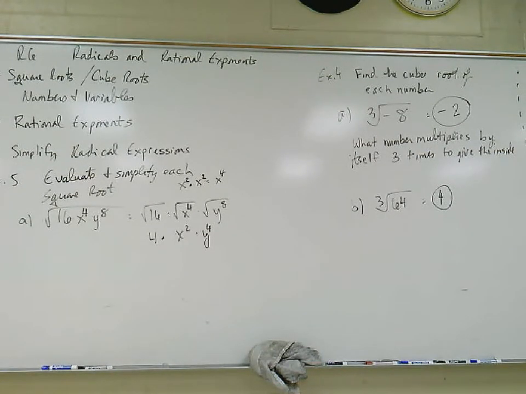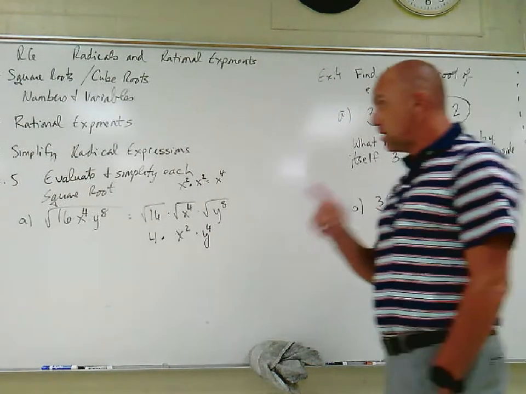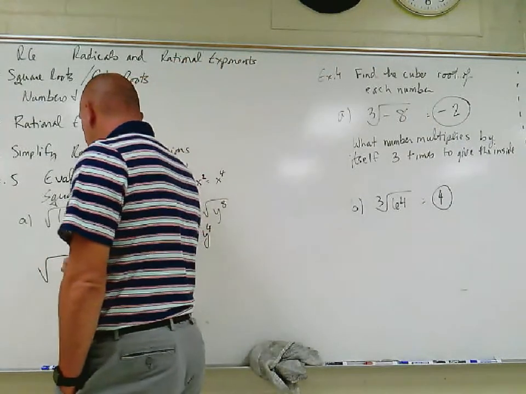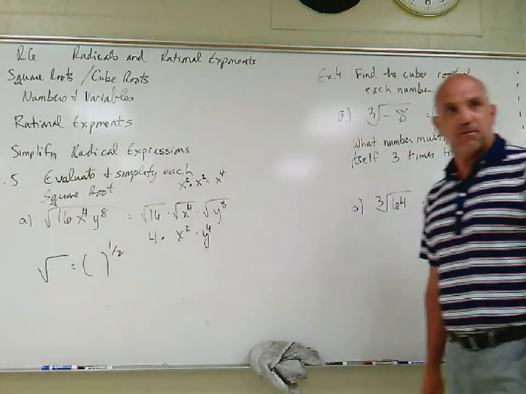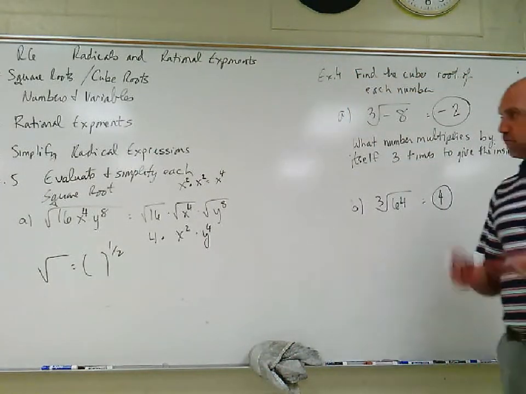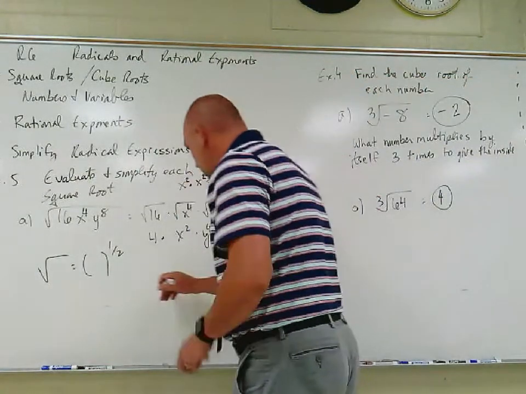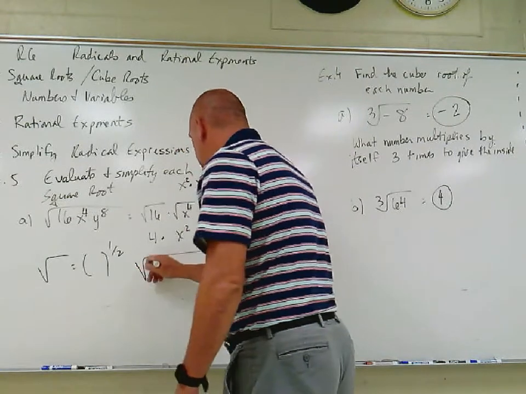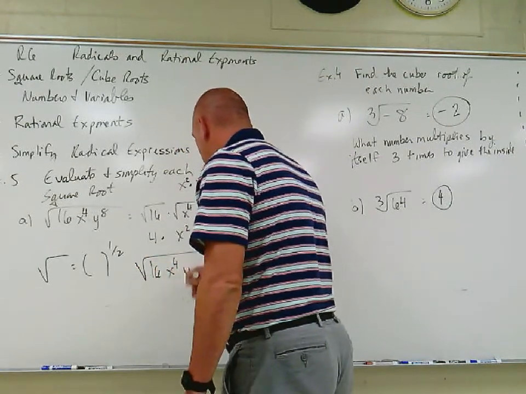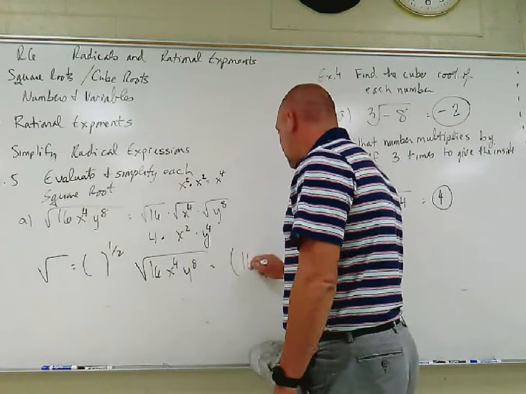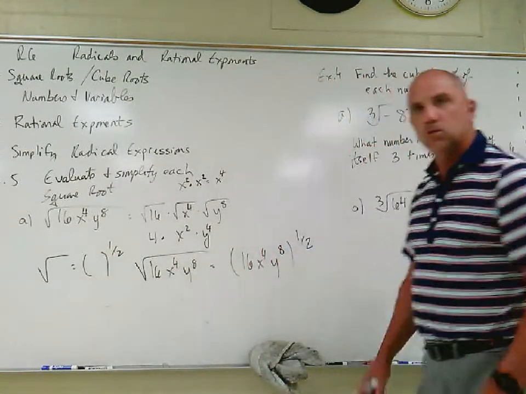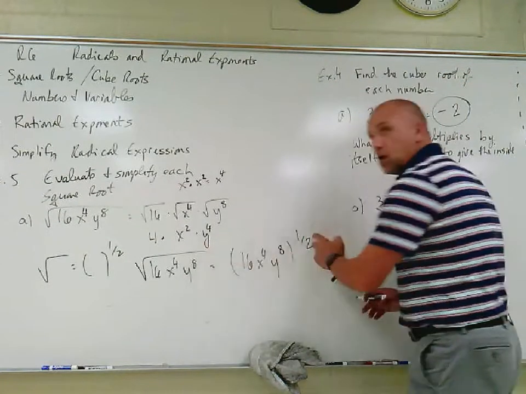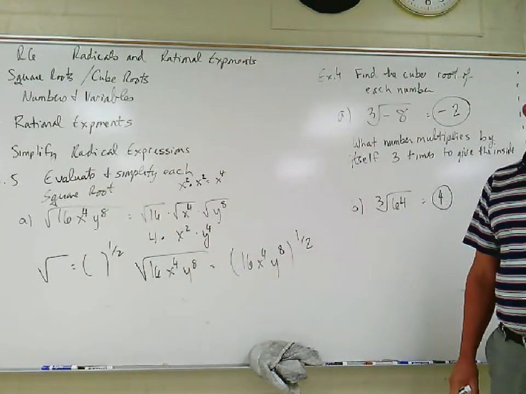So another way to look at it is you're basically taking how much of the exponent? Half. That's exactly right. Because, believe it or not, square root means the same as raised to the 1/2 power. It's synonymous. So if I have square root of 16 x to the 4th y to the 8th, I can write this as 16 x to the 4th y to the 8th to the 1/2 power. So these are synonymous. They mean the same thing.